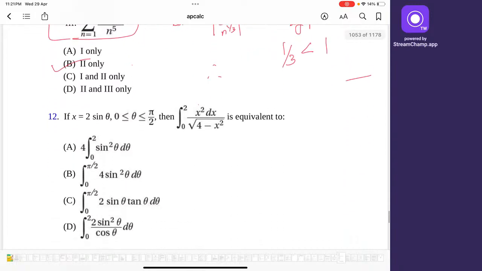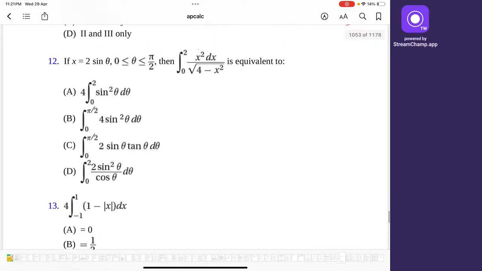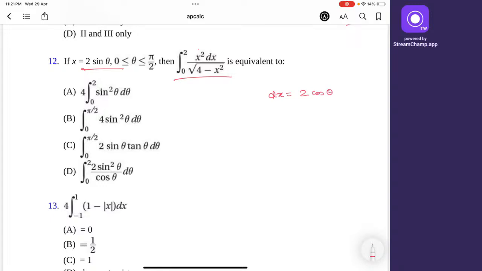Let's go to the next question. X is 2 sine theta. We have to evaluate this integral after the substitution. So dx will be 2 cos theta d theta. So x square will be 4 sine square theta. So when x is 0, theta is 0, and when x is 2, 2 is equal to 2 sine theta, theta is pi by 2.